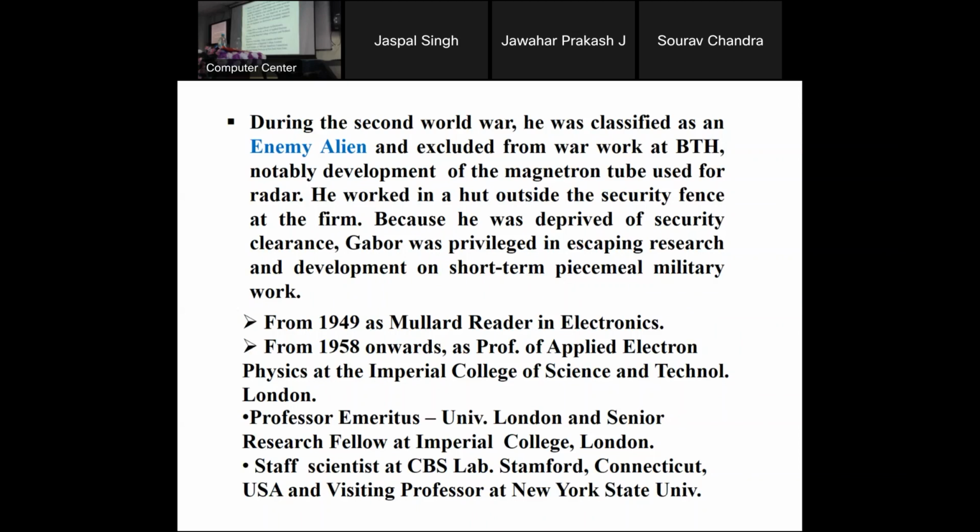From 49, he worked as a reader in electronics at Imperial College. And from 58 onward, as professor of Applied Electronic Physics at the Imperial College of Science and Technology, professor emeritus, and senior research fellow at the Imperial College. Then he went to the USA and was also a staff scientist at Columbia Broadcasting Center, Stamford, Connecticut, USA, and visiting professor at New York State.